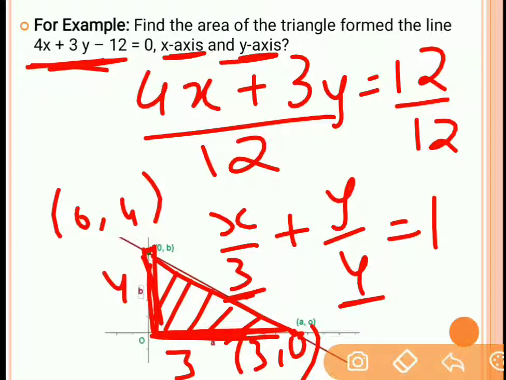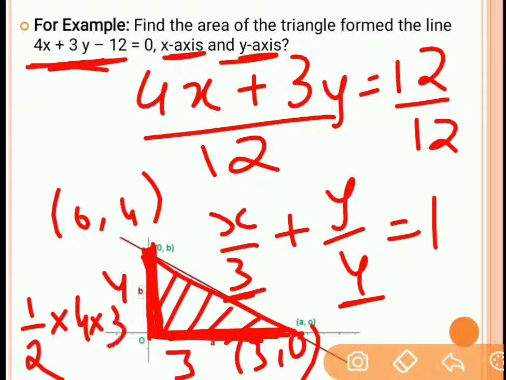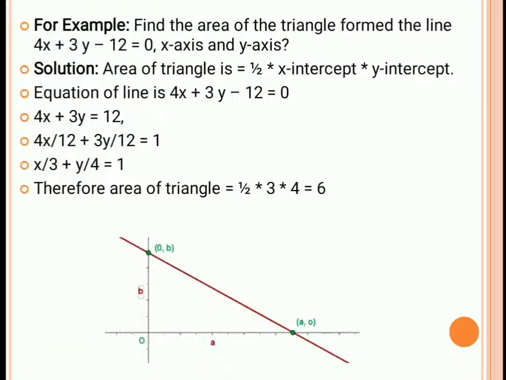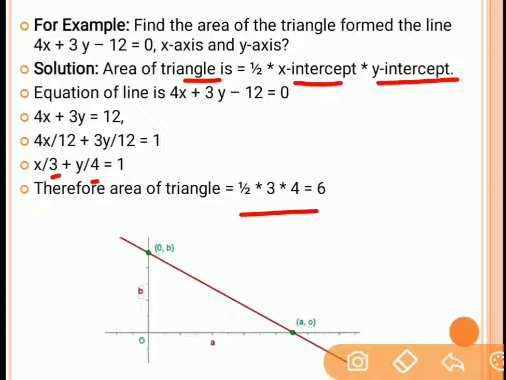The area of the triangle is half base into altitude. Base length of the triangle is 3 and the altitude is 4. So you will get the area as 1/2 into 4 into 3. So 1/2, 4 into 3, the 2 will get cancelled. So 2 into 3, the answer will be 6. Understood. So we can say that the area of the triangle is half of x-intercept into y-intercept. The x-intercept is 3 and y-intercept is 4, so area is 1/2 of 3 into 4 and that is equal to 6.